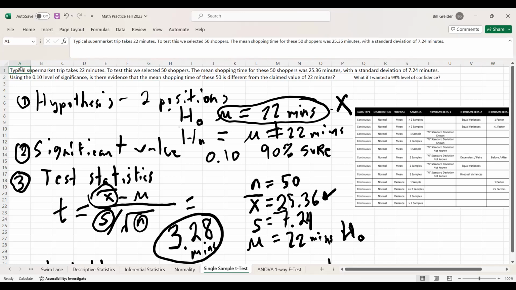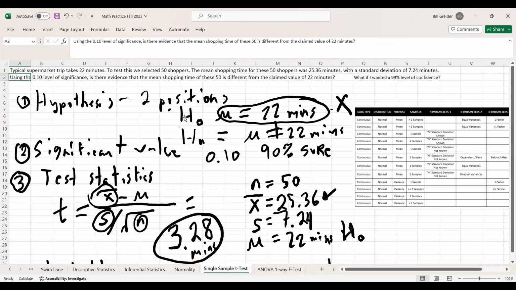Maybe a one. Okay, well, why would it be a one? No, sorry, two. Yeah, because I'm not asking if it takes longer or shorter, right? All I'm asking is, is it different? If I said, is this significantly longer, that would be one tail. So that matters because my hypothesis test is going to have two positions.